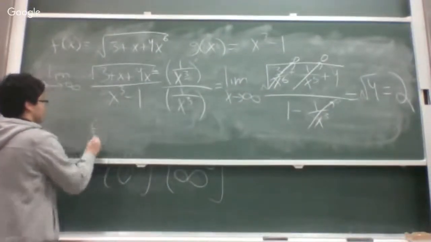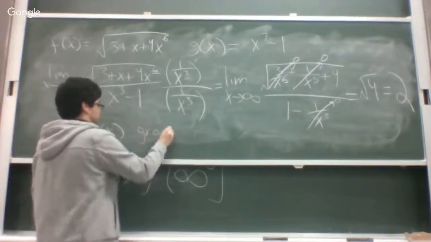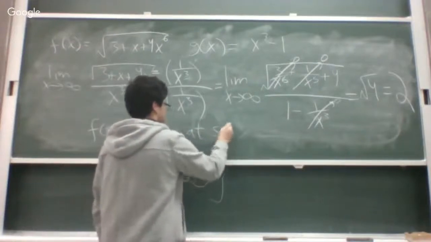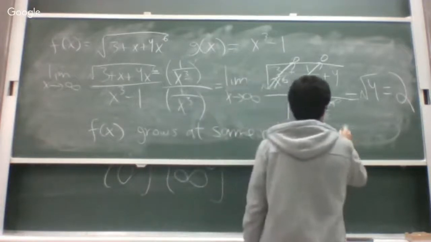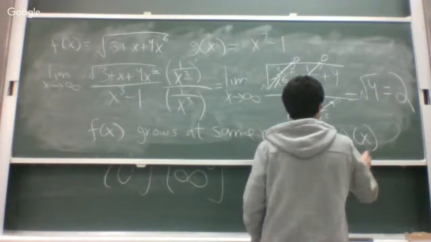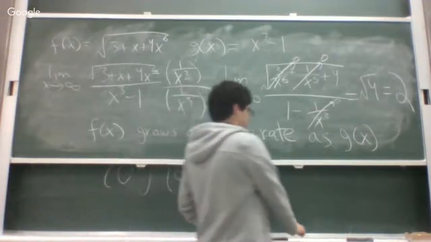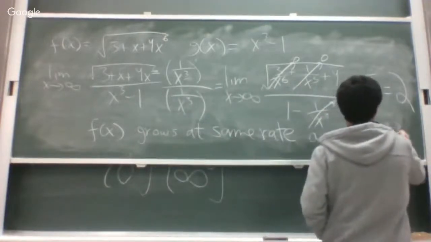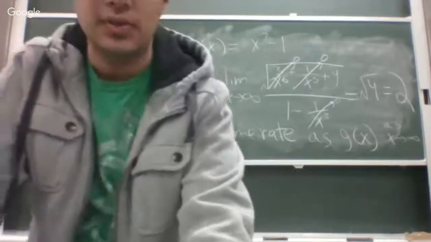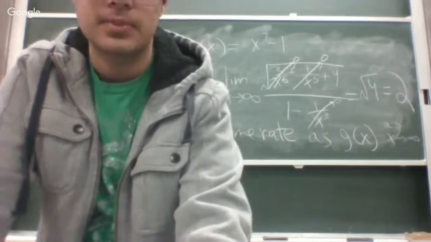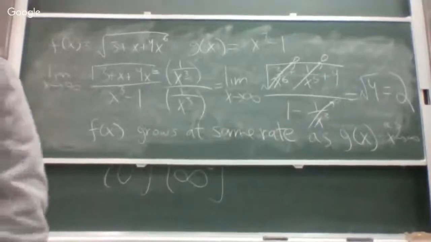That means f of x grows at the same rate as g of x as x approaches infinity. Are you guys good with that?